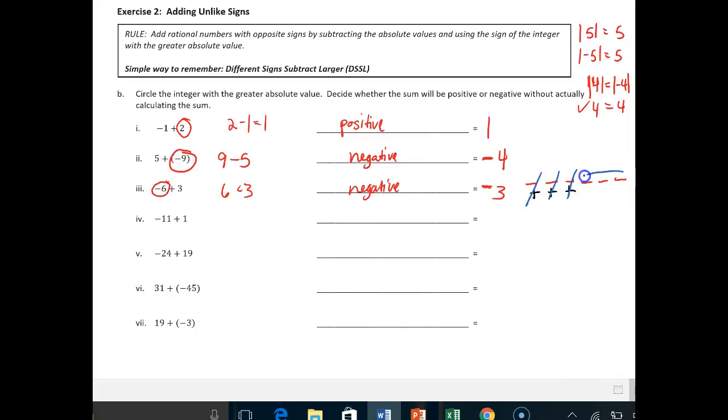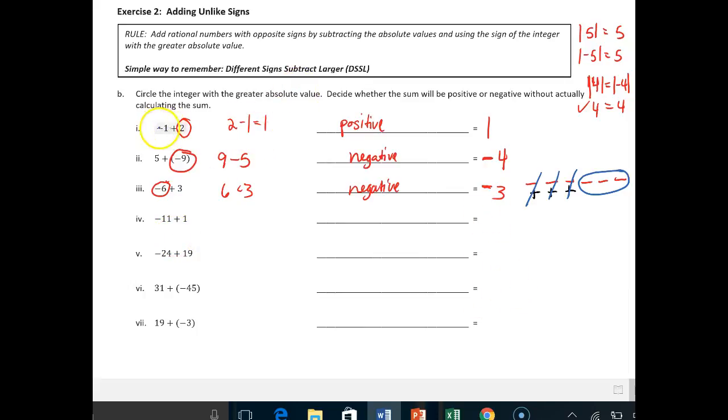And I'm left with 3 negatives. That's why I'm getting -3. I want you to do Roman numeral 4 through Roman numeral 7 on your own. Stating first, circling whether it's positive or negative. This is the bigger absolute value. Stating whether your answer will be positive or negative, and then actually doing the subtraction. Even though it's a plus sign, you're really subtracting in your head and getting the answer.